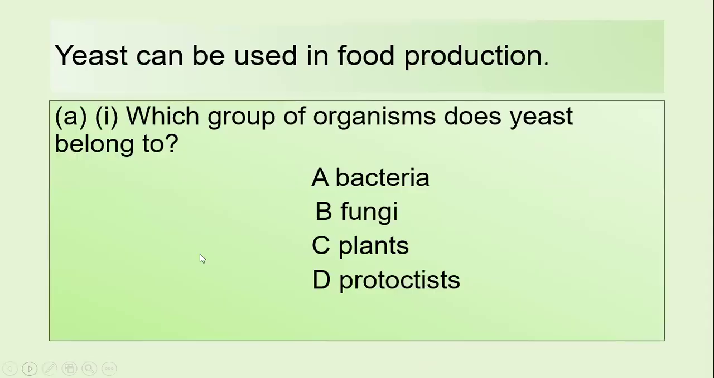This is the past paper question. They are asking first, yeast can be used in food production, which group of organism does yeast belong to? Yeast is a unicellular organism and it belongs to the group of fungi. So the answer is B, fungi.